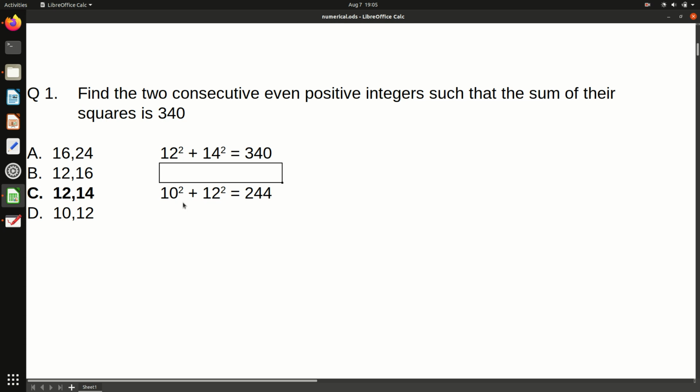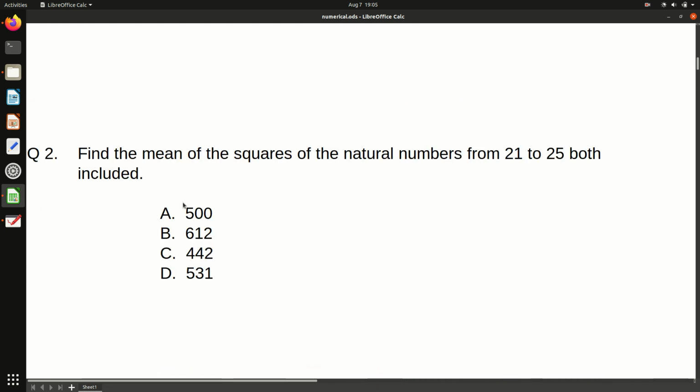Next, let us move to the next one. The next question is this one. Please try it yourself.